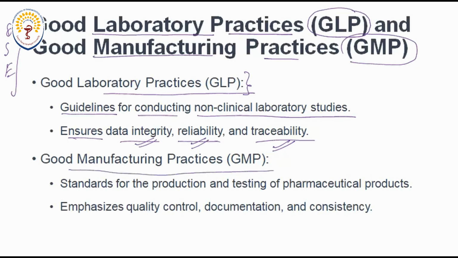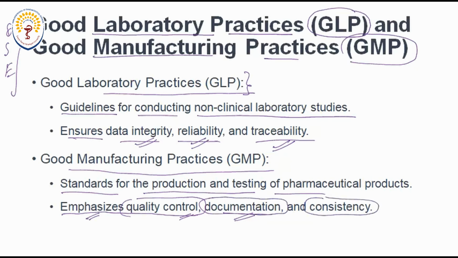Now, good manufacturing practices, GMP, these are the standards for production and testing of pharmaceuticals. Obviously, they both are part of manufacturing processes. If GMP are followed, obviously it will emphasize the quality control. It actually ensures quality control. So GMP emphasize on quality control. It emphasizes that proper documentation should be done, and it emphasizes the consistency of our methods.